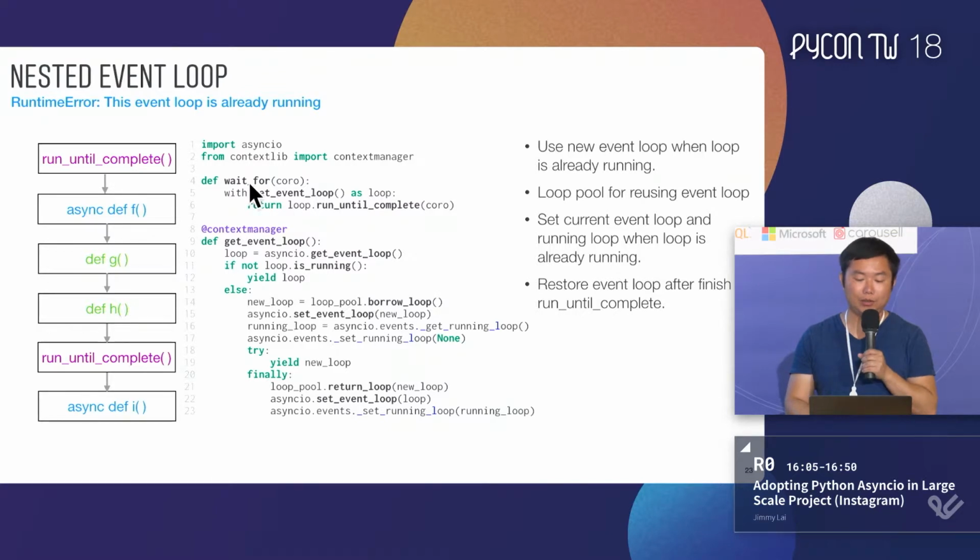It's still wait_for, but in the wait_for, we do need to check whether the loop is running. If the loop is not running, then we return the current loop. If it's running, then we need to get a new loop. And to make it more efficient, we have a loop pool to reuse the event loops.